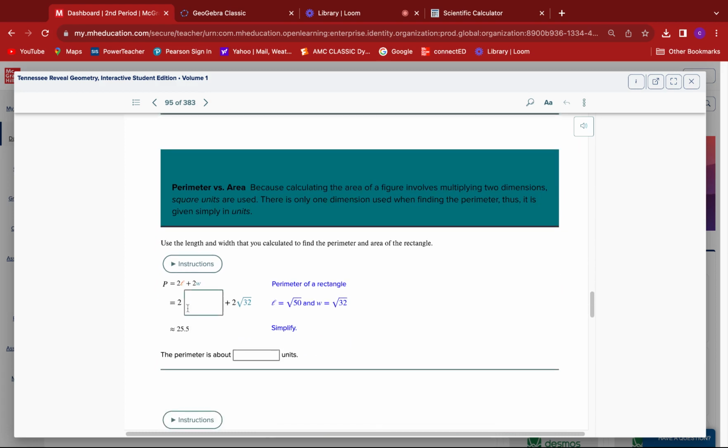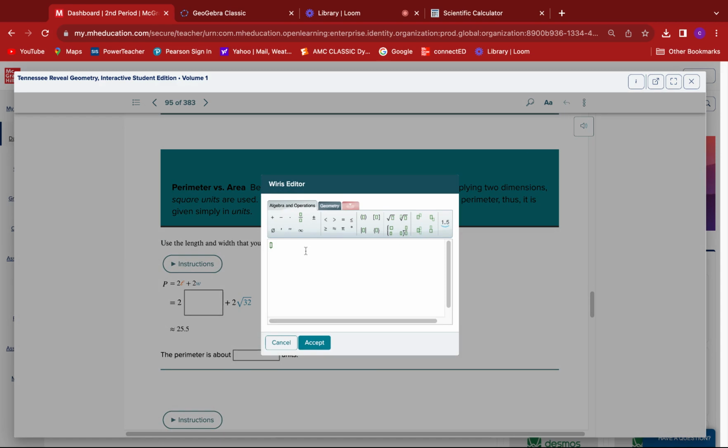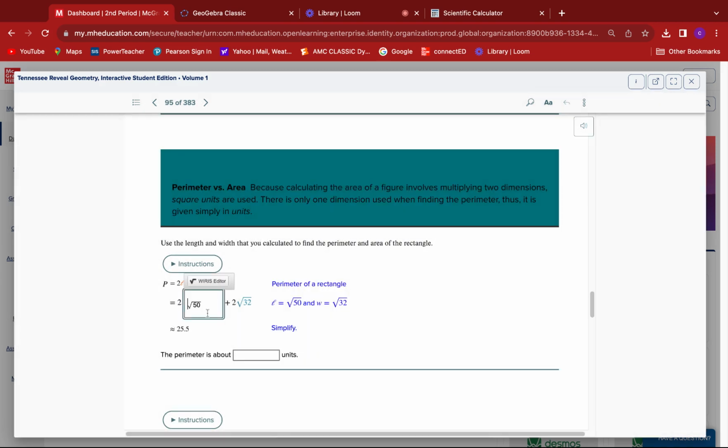All right, so let's see. So that's going to be 2 square roots of 50. And if you're breaking that down, that would be 5 square root of 2. And plus 2 square root of 32. And then, of course, I guess they prefer the decimal at the very end. And its perimeter is about 25.5.